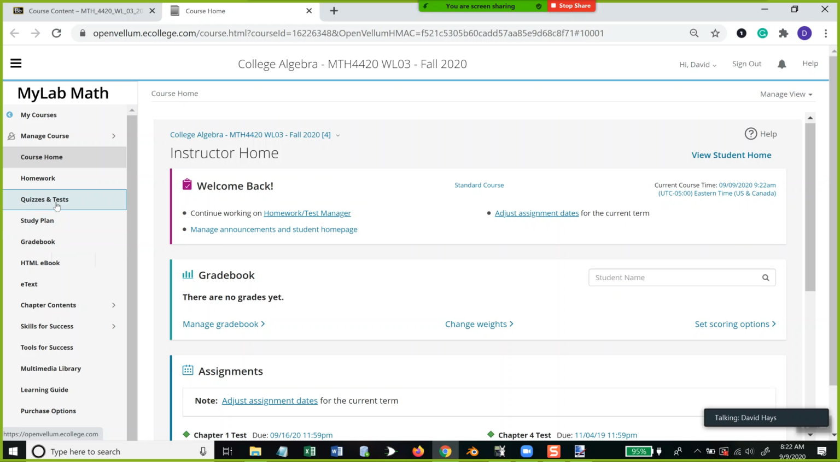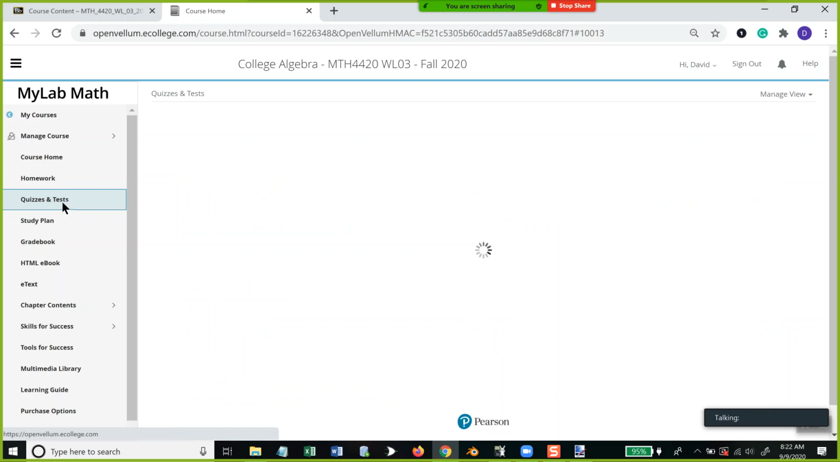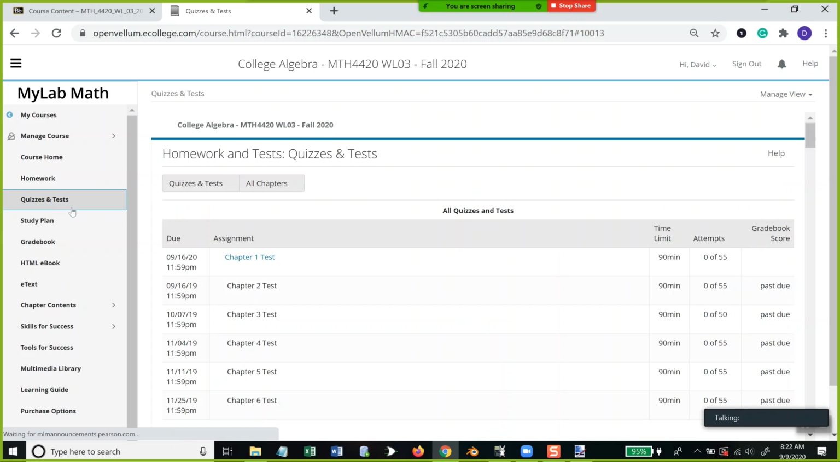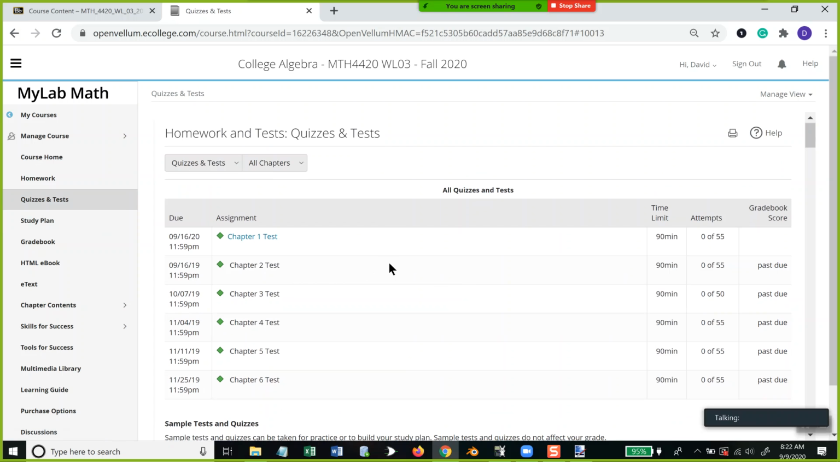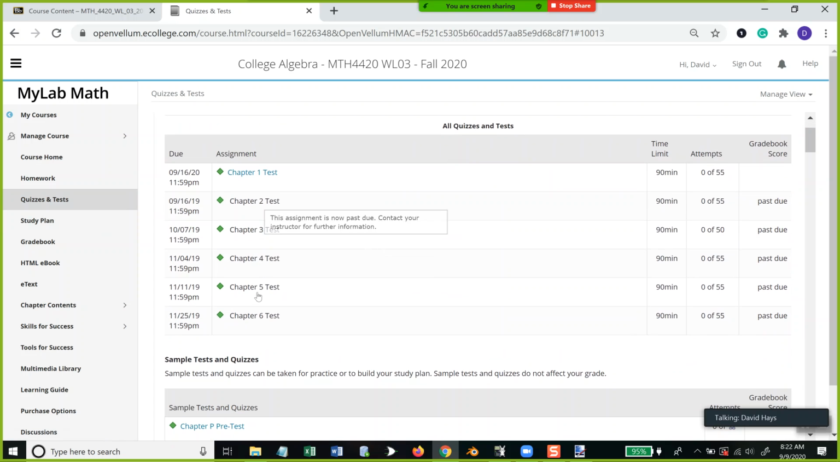There's a link that says quizzes and tests. So if I click quizzes and tests, all these say past due. Don't worry about those. I'll change the due date on those once we finish those chapters. The first one you see is chapter 1 test. You get 90 minutes for it. You get 55 attempts. If you need more than that, I can bump that up, but I just put 55 down. I think it allows up to 99. It doesn't allow infinity.